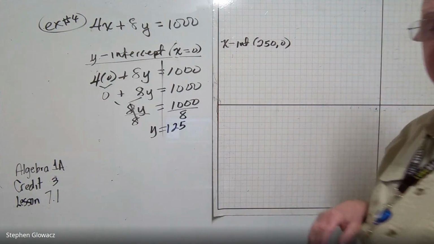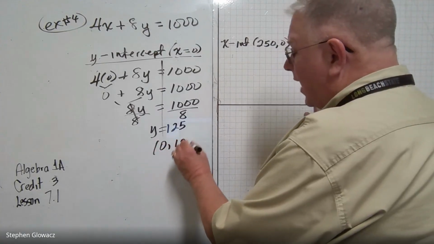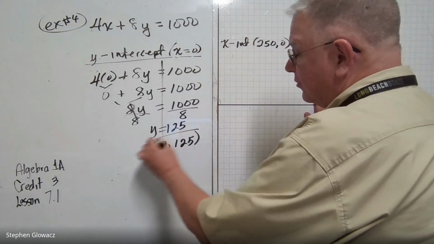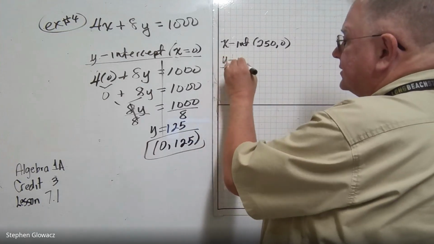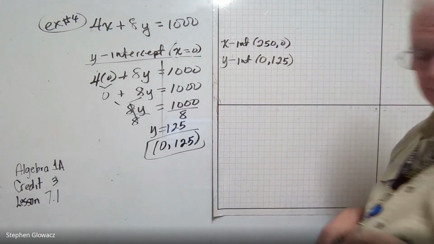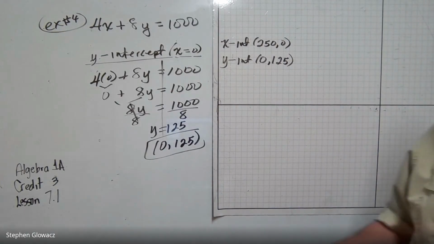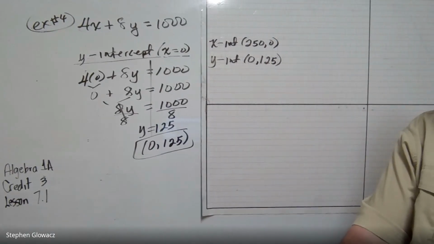Now, writing that as an ordered pair, we substituted 0 in for x. Our y-intercept was 125. So the coordinates of our y-intercept are 0 and 125. All right, so now that's finding the x and y-intercept. So still on number 4, now we need to graph that.